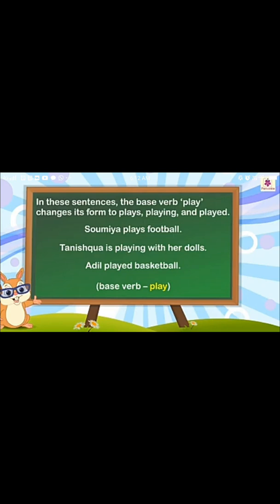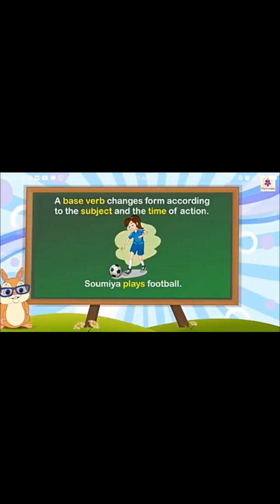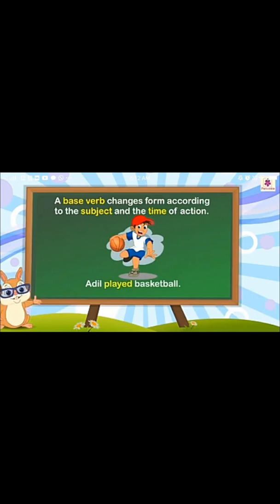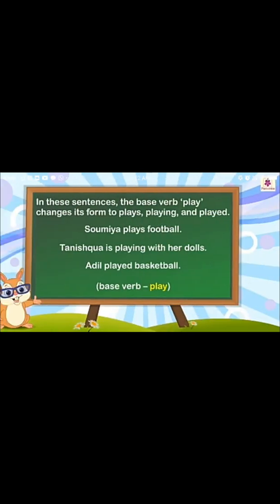In these sentences, the base verb was play. Let us see it once again. In the first sentence, this is plays. In the second sentence, it is playing. And in the third sentence, it is played. So in all these sentences, the base verb play changes its form to plays, playing and played. Soumya plays football, Tanishka is playing with her dolls, and Adil played basketball. That is, the base verb is play.